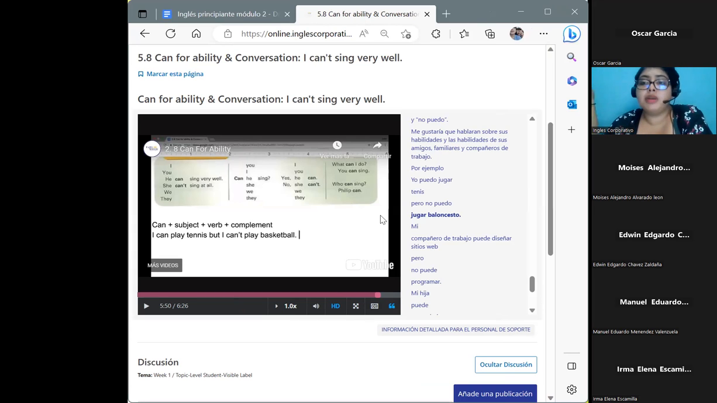Aquí nosotros metemos nuestras habilidades y podemos utilizarlo para hacer preguntas, así como aparece ahí. He can sing very well. Él puede cantar muy bien. Y en las preguntas, obviamente, solo cambiamos el auxiliar. Can he sing? ¿Puede él cantar? And we have different answers. Yes, he can. No, he can't. Pero es como un review, ¿verdad? De la información que ya tenemos sobre el can y el can't.